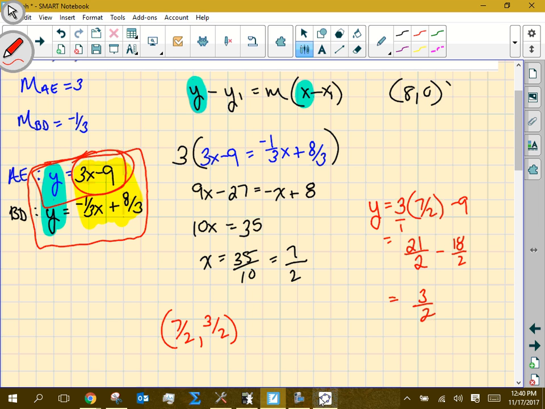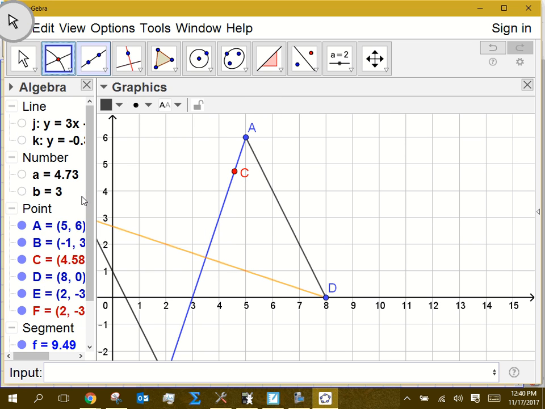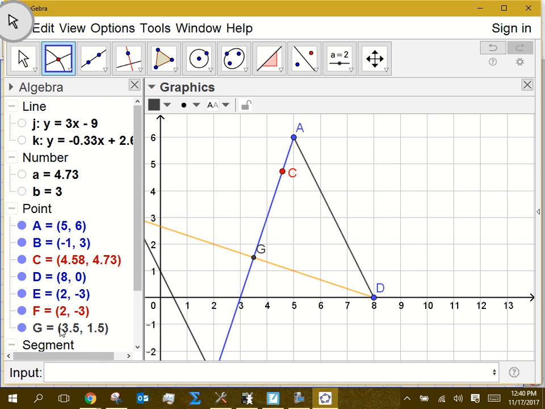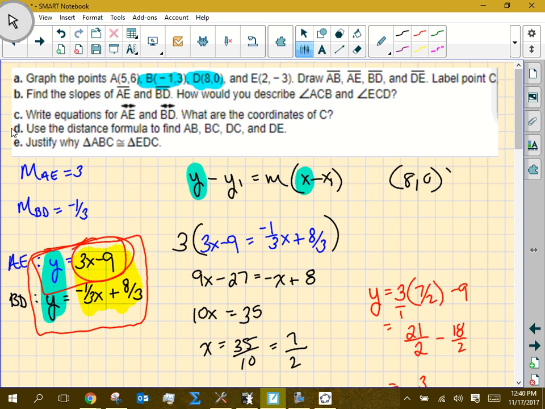And that's exactly what we would find out if I go to GeoGebra, click on the point tool, come down to where it says intersect, and click on the two segments that I'm interested in intersecting. It gives me point G, and if I look at G down here, its coordinates are 3.5, comma 1.5. 7/2, comma 3/2. So, that's the algebra to do part C.